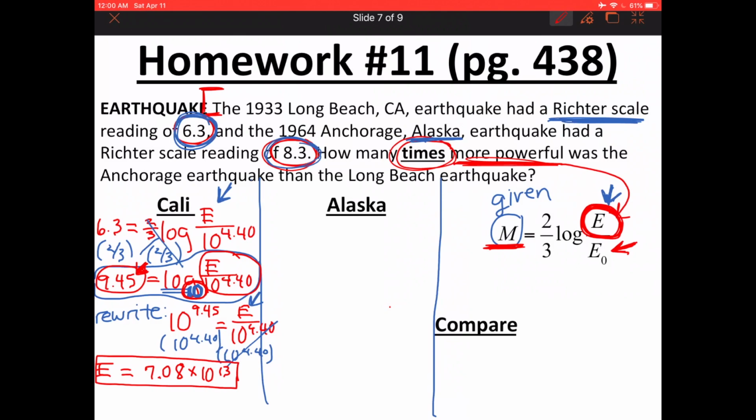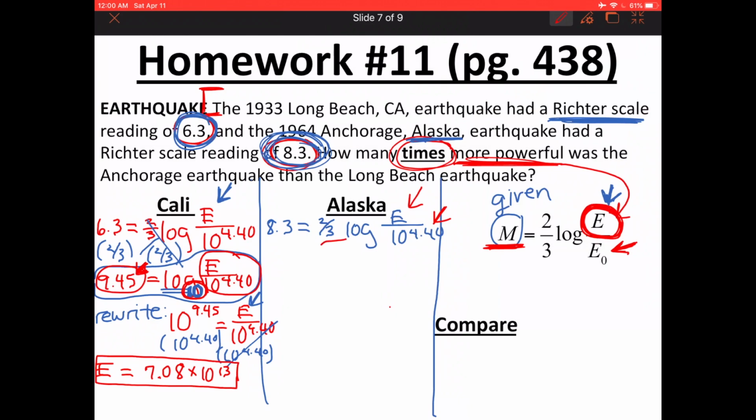Okay? So now what we are going to do from here is the same thing for my Alaska earthquake, because I want to see what was the energy released. So for my Alaska earthquake, the Richter scale reading was 8.3. So I'm going to do 8.3 equals 2/3 times log of E over 10 to the 440. E is what we're looking for. 10 to the 440 is always my default value for E sub 0.